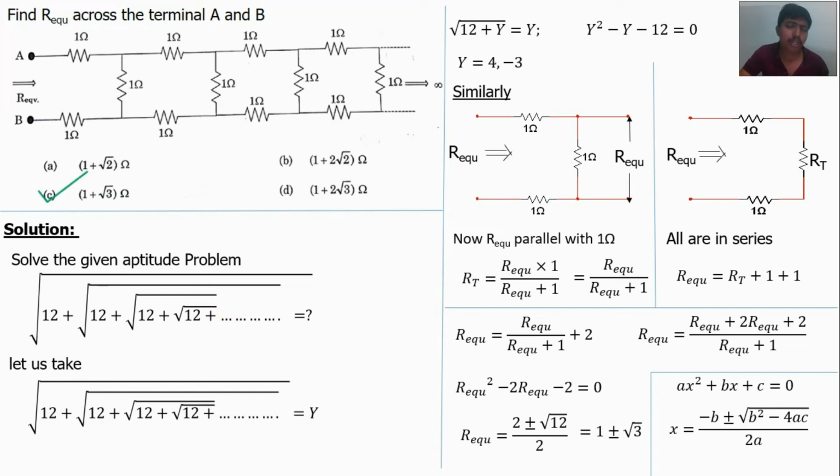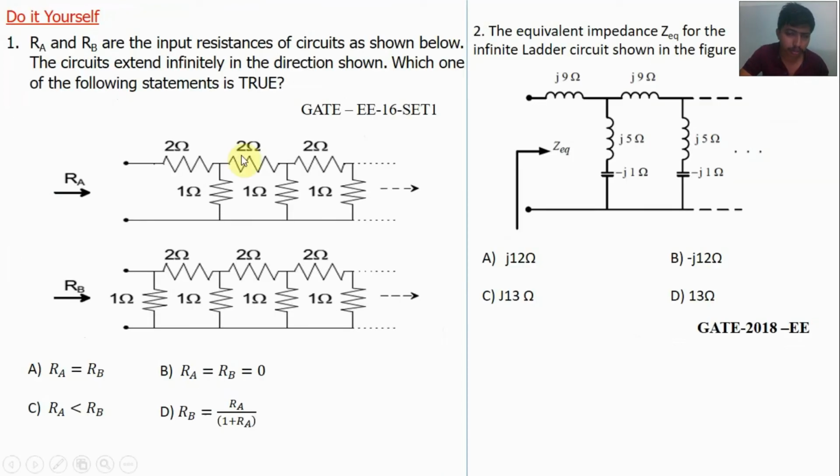Okay, if the circuit has resistances in an infinite series, you have to use this concept. Now do it yourself. The first question was asked in the GATE 2016 EEE examinations. First find RA for the circuit by using the above concept. Then find RB. Compare these RA and RB values. You will select your answer.